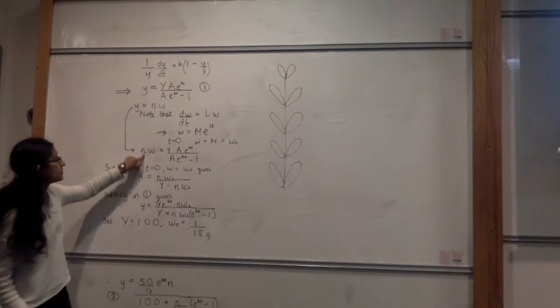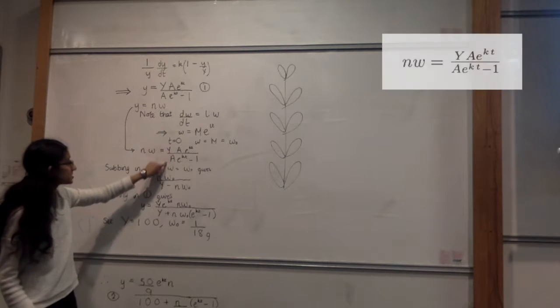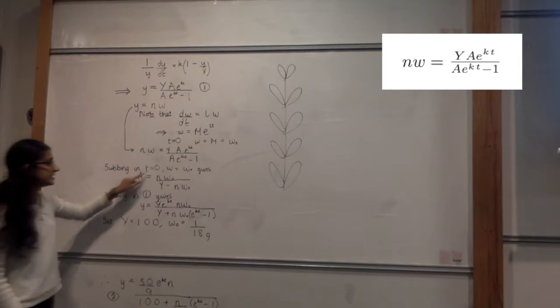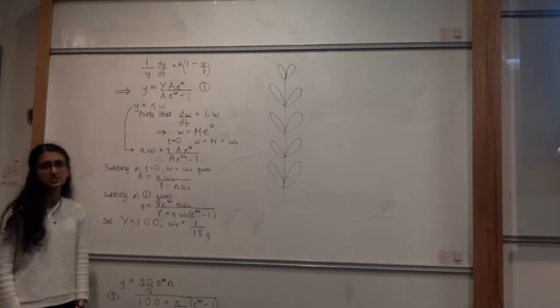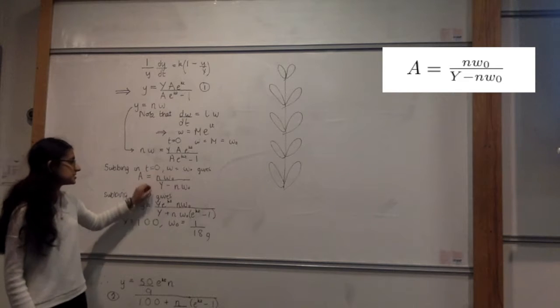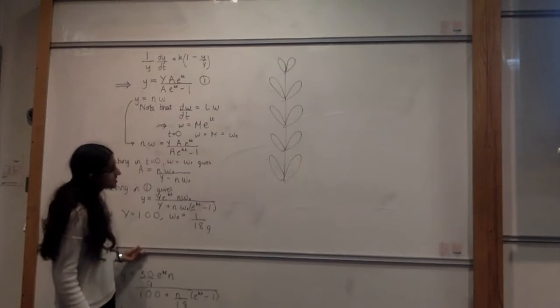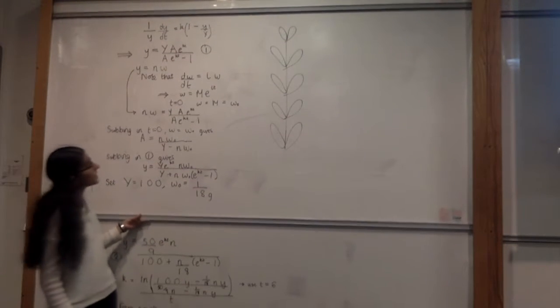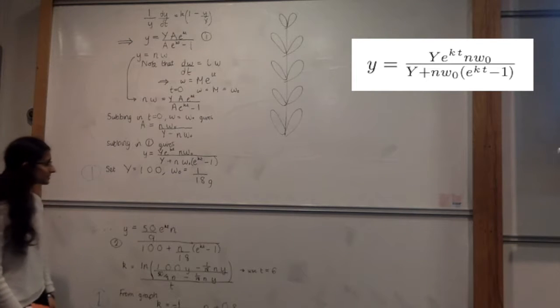So substituting y equals NW into equation 1, we find this equation, and then substituting in t equals 0 and W equals W0, which are our initial conditions, we find that capital A equals NW0 over capital Y minus NW0. Substituting this into equation 1 to eliminate A gives little y equals this expression.